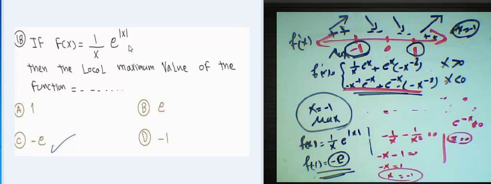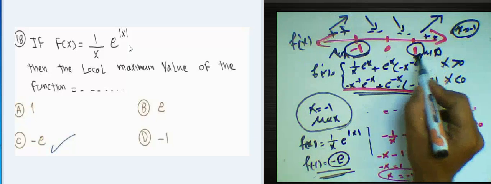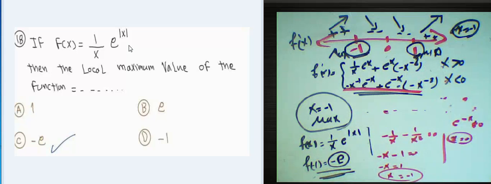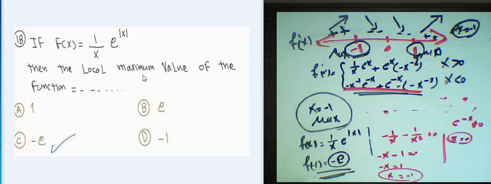The result will be negative e because he asked about the maximum. If the teacher asked you about the minimum, put x equal 1 in this function, and the result will be e only. But look at this word, maximum, where x equal negative 1. Put x equal negative 1 in the function to find the image. The result will be letter C.